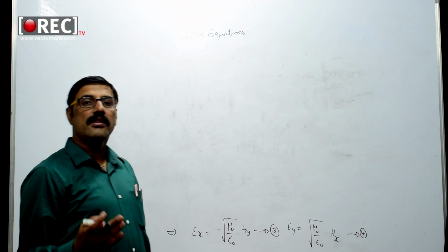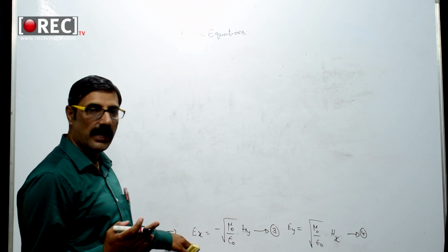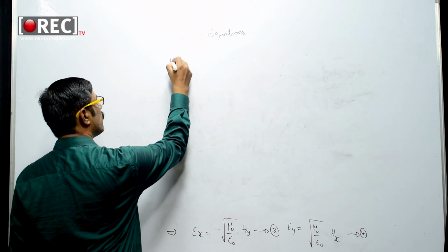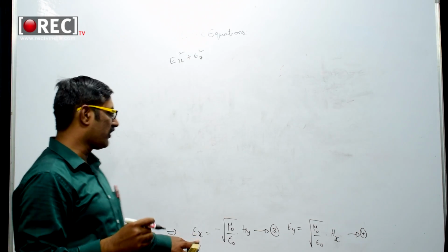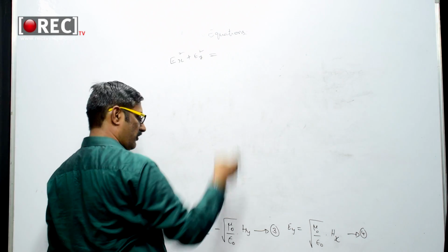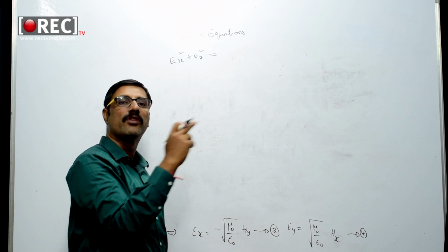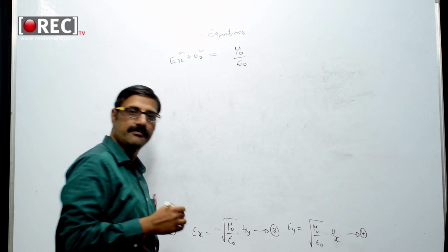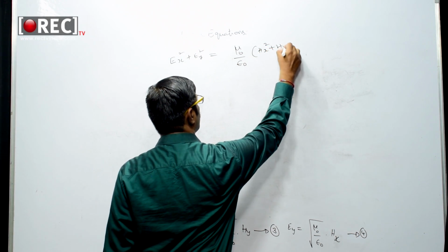Now squaring on both sides of equation number 3 and 4 and adding LHS to LHS and RHS to RHS, what do we get? Ex square plus Ey square is our LHS. Since we are adding, the RHS also gets added. So under root of mu naught by epsilon naught when squared becomes mu naught by epsilon naught, into Hx square plus Hy square.